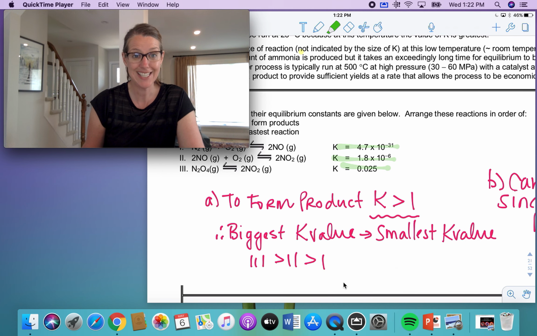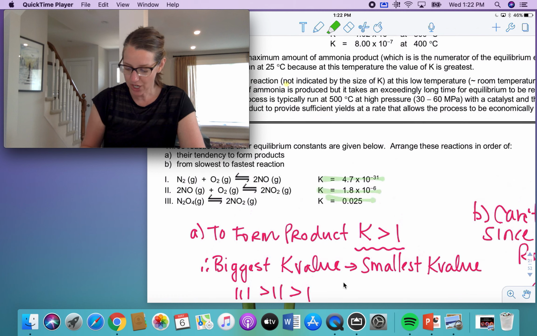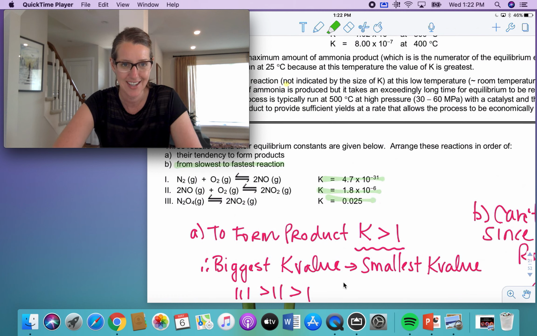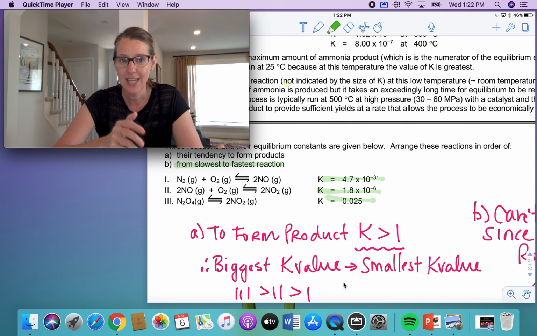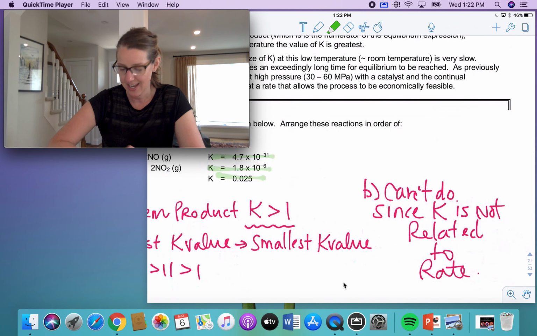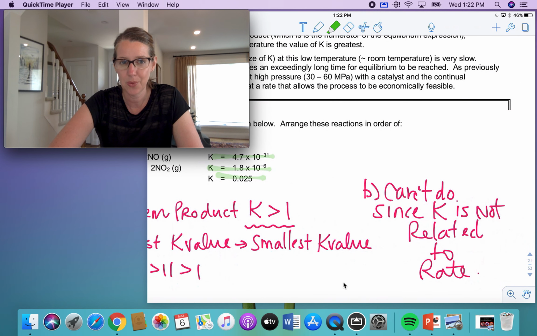Okay, easy? Yeah? All right, don't get tricked by the second part of this question. It says, could you arrange these reactions from slowest to fastest? The answer is no, you can't do that, because this is only telling you the amount of reactant and product you have at equilibrium and not the speed of the reaction. K is not related to the rate.